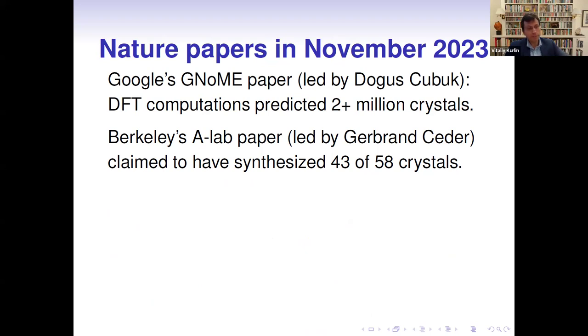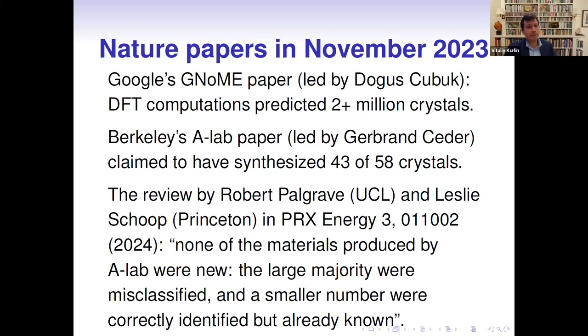In November 2023, Nature published two papers, one after another, in the same issue. One was from Google, reporting a database of simulated crystals, so not real but predicted. The companion paper was by Berkeley's A-Lab, which claimed to have synthesized 43 of these predictions. Real chemists, here I quote Robert Palgrave and Leslie Schoop, already published in early March this year a chemical review discussing why none of the claimed materials produced by A-Lab were actually new.